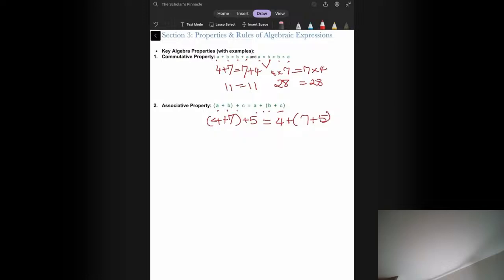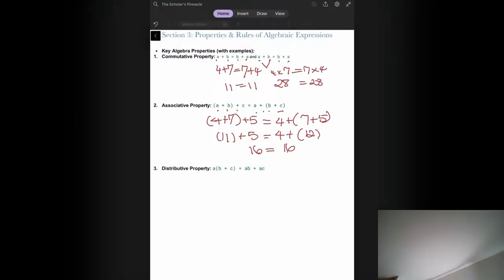Let's work on this together. 4 plus 7 equals 11. We can still keep that in parentheses. Plus 5 is equal to 4 on its own plus 7 plus 5. You got that right, 12. Your answer, 16 equal to 16. Let me know if you worked that out yourself and if you got the right answer.